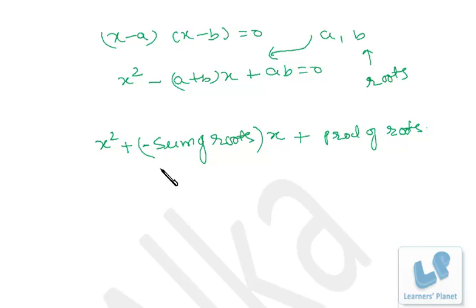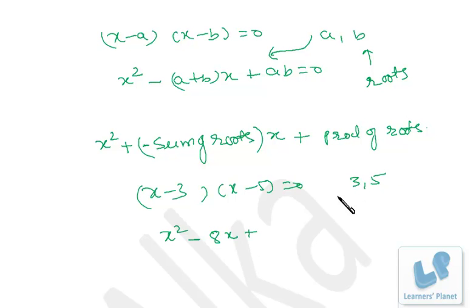Okay, suppose I have, say, the equation x minus 3 times x minus 5 is equal to 0. So directly I can write the expansion of this. x square minus... the roots of this equation are 3 and 5, because if you put x is equal to 3, it will be 0, and if you put x is equal to 5, it will be 0. So the roots are 3 and 5, right? So the sum of the roots will be 8. So x square minus 8x plus the product of the roots, 15. So this is the expansion of this equation. If you have this, you can get this very easily.